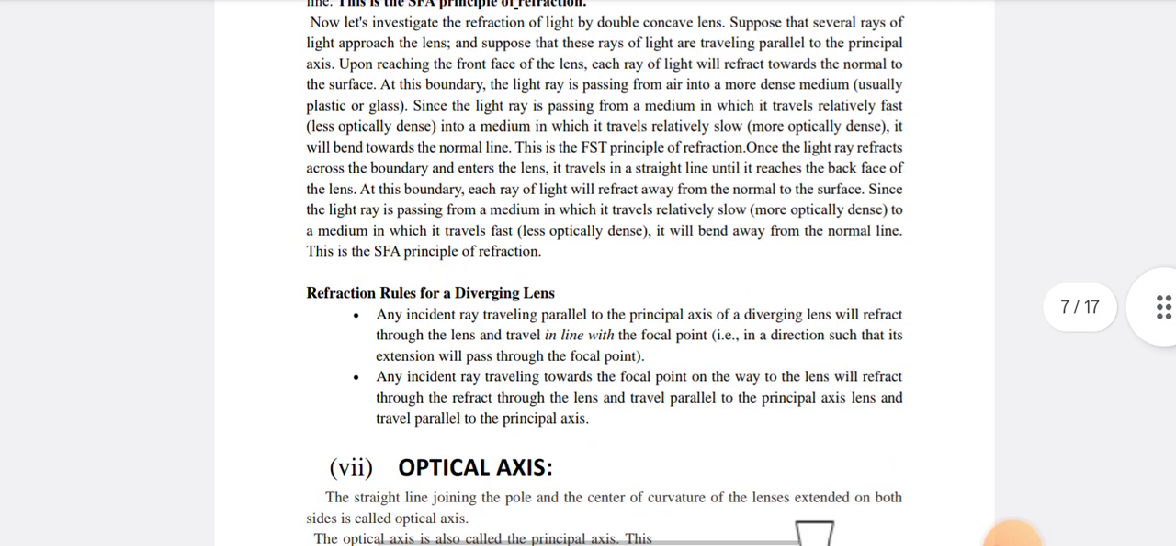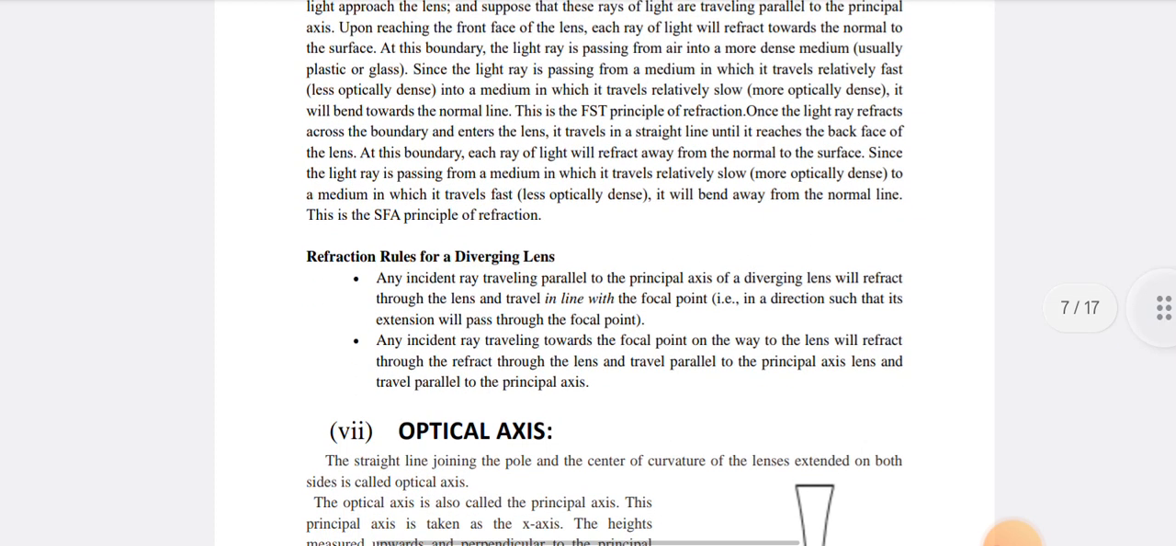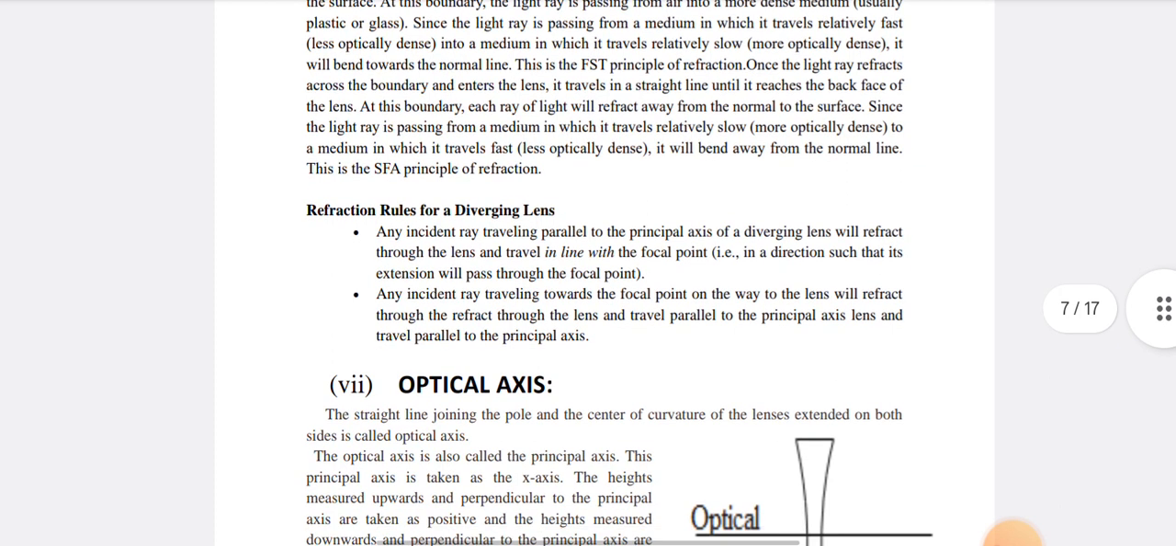Refraction rules for a diverging lens. Any incident ray traveling parallel to the principal axis of a diverging lens will refract through the lens and travel in line with the focal point. Any incident ray traveling towards the focal point on the way to the lens will refract through the lens and travel parallel to the principal axis.